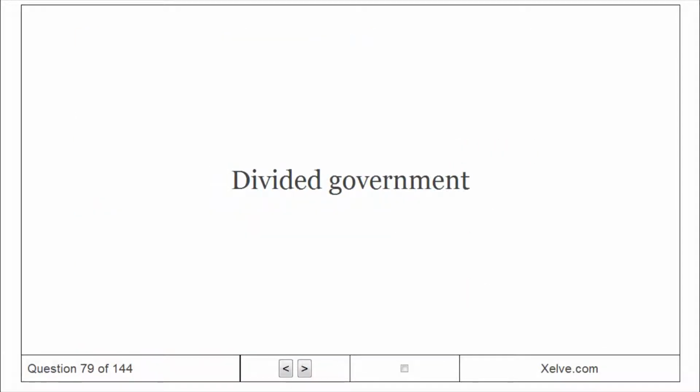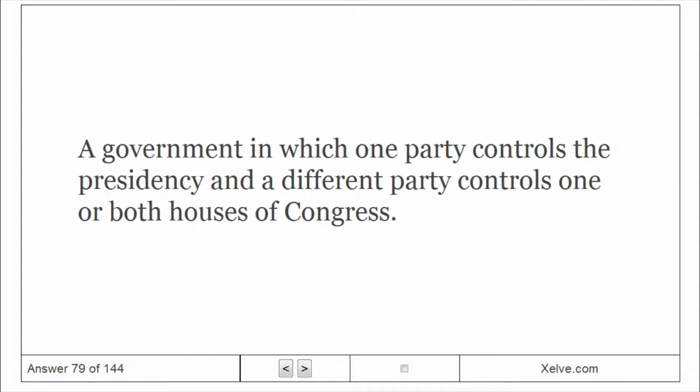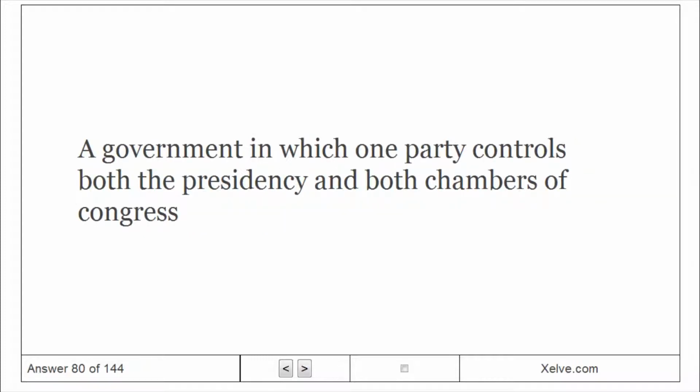Divided government. A government in which one party controls the presidency and a different party controls one or both houses of Congress. Unified government. A government in which one party controls both the presidency and both chambers of Congress.